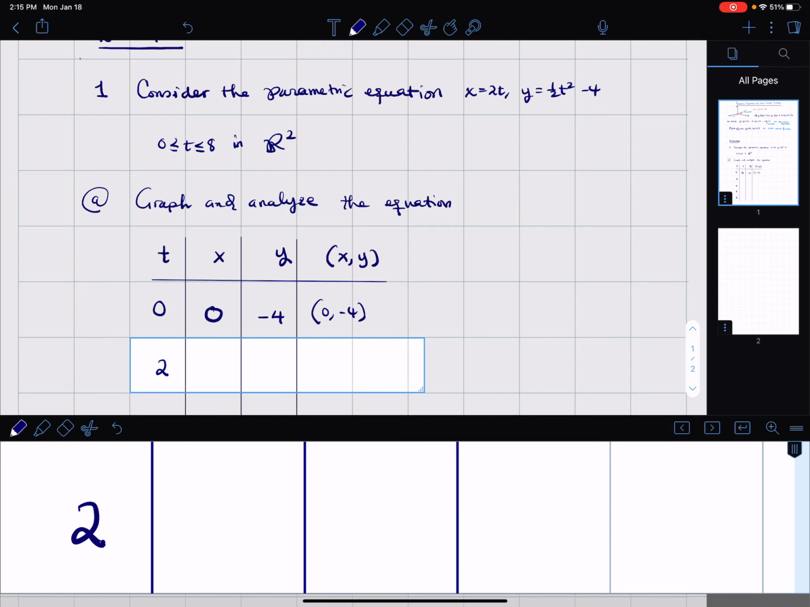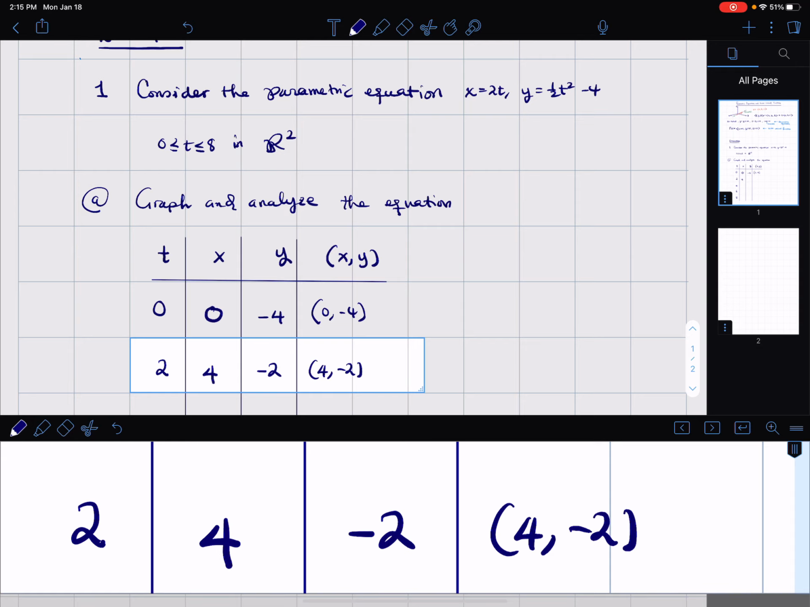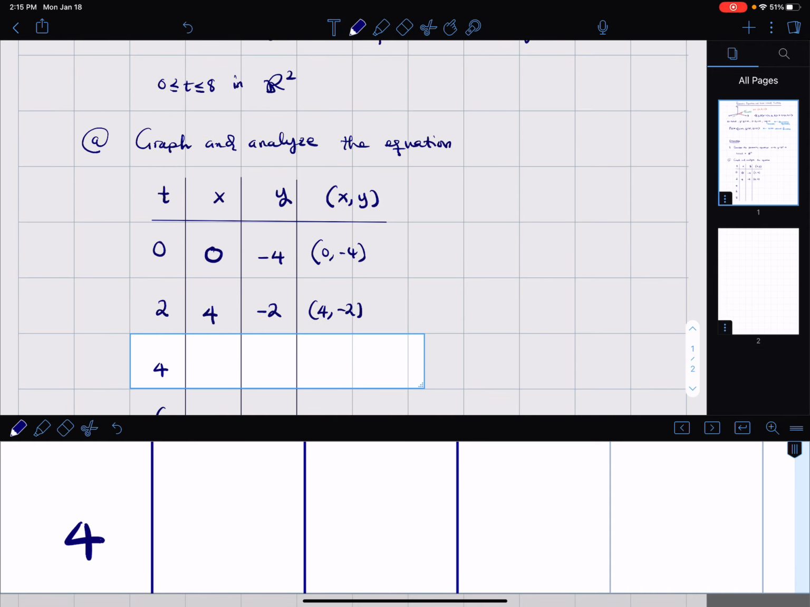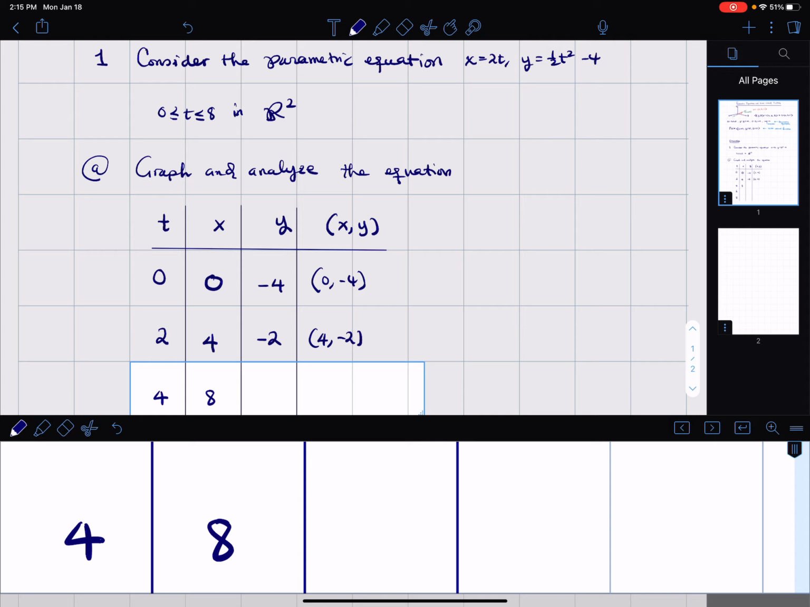All right, now let's look at t equals 2. When t is equal to 2, x is 4. When t is equal to 2, y is 1/2 times t squared minus 4, we get -2. So we have 4, -2. Let's do a few more. When t is 4, x is 8. When t is 4, what is y? t squared is 16, divided by 2 is 8, minus 4 is 4. So we have 8, 4.